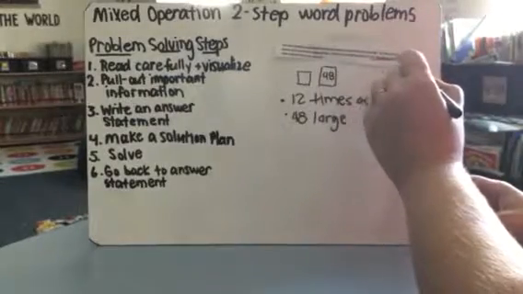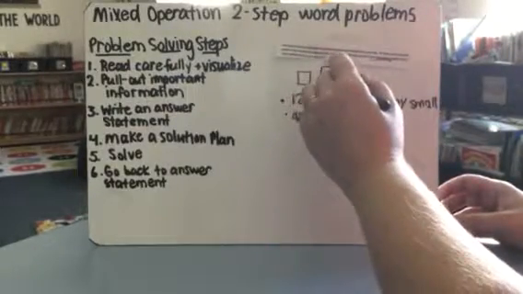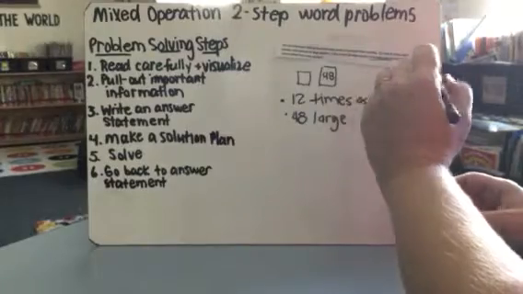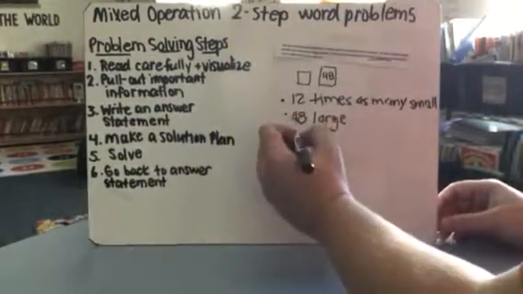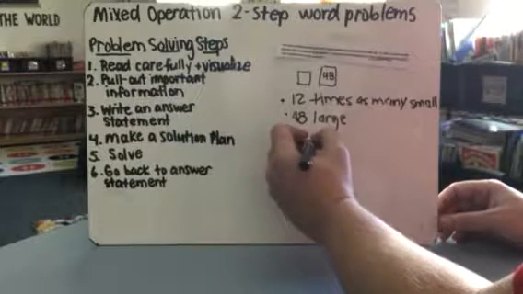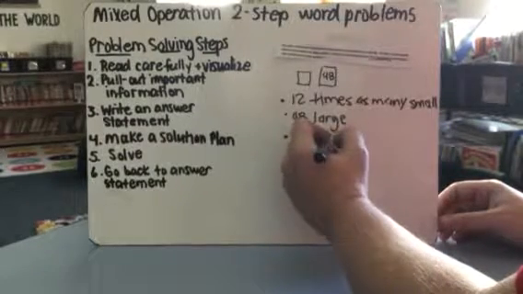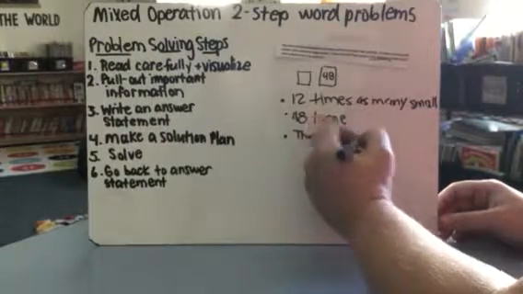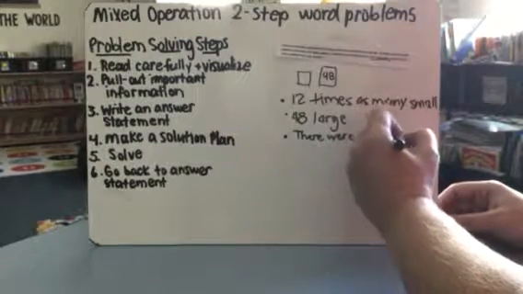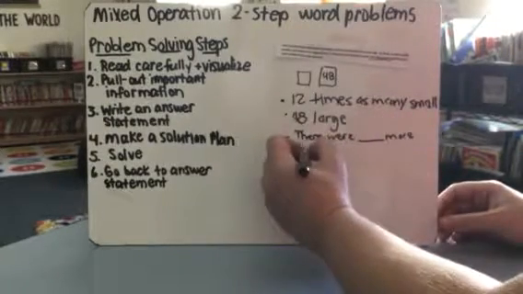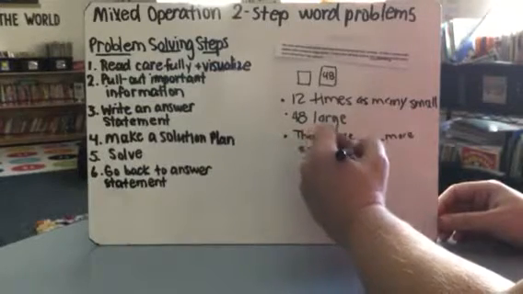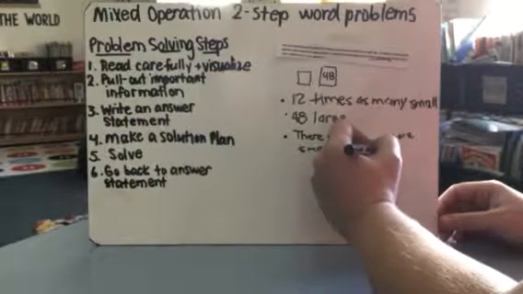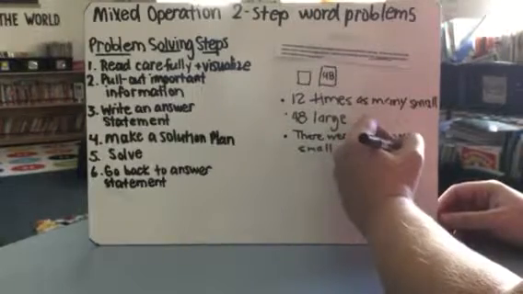How many more small posters were ordered than large posters? So that's my question. So I'm going to write my answer statement now. Go ahead and take that question and turn it back into a sentence. There were blank more small ordered than large.